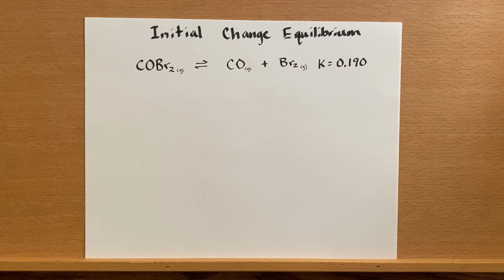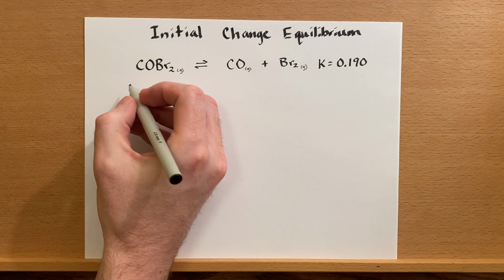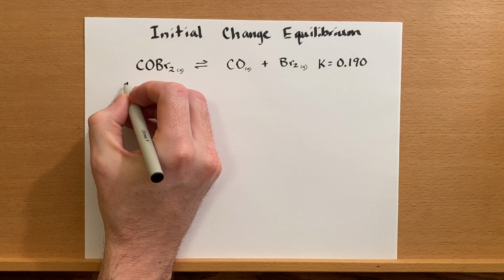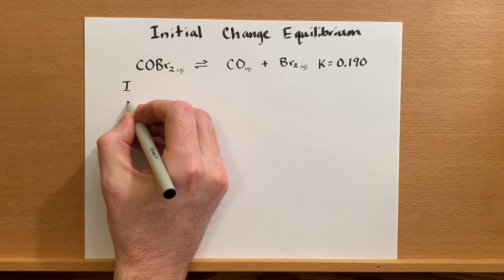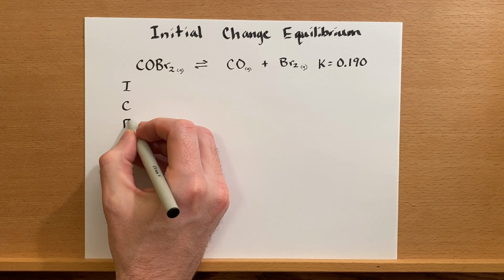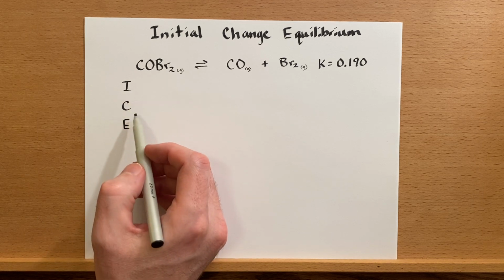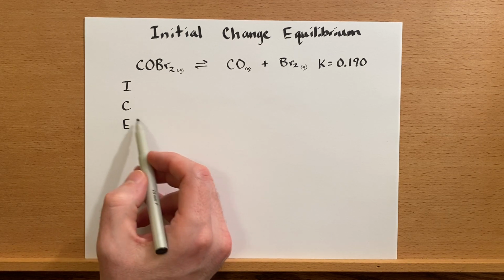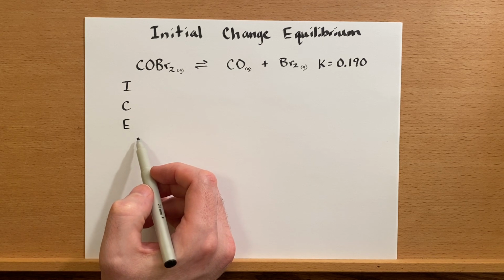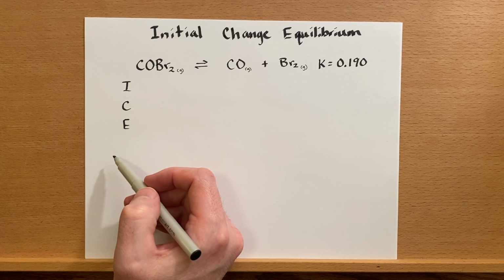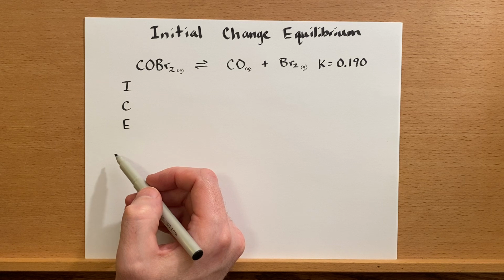And so let's write out our ICE. Initial, change, and equilibrium. And what we'll do is we'll take the initial portion, add it to the change to get our equilibrium.